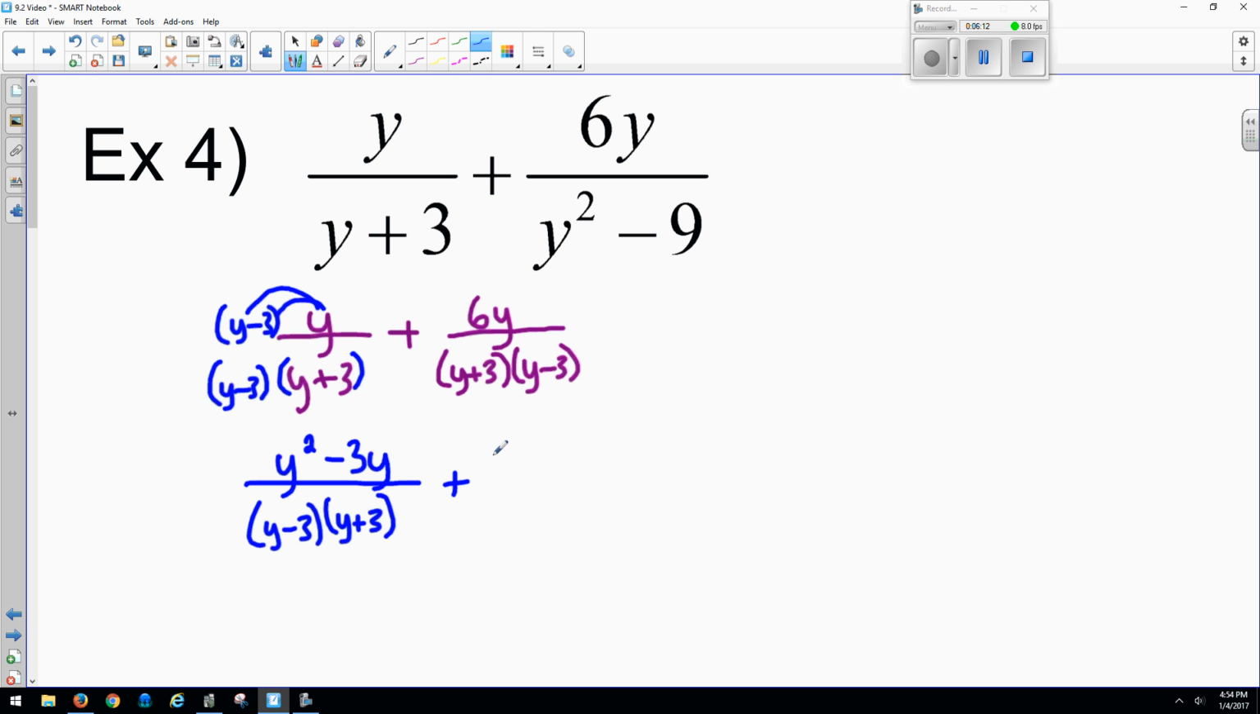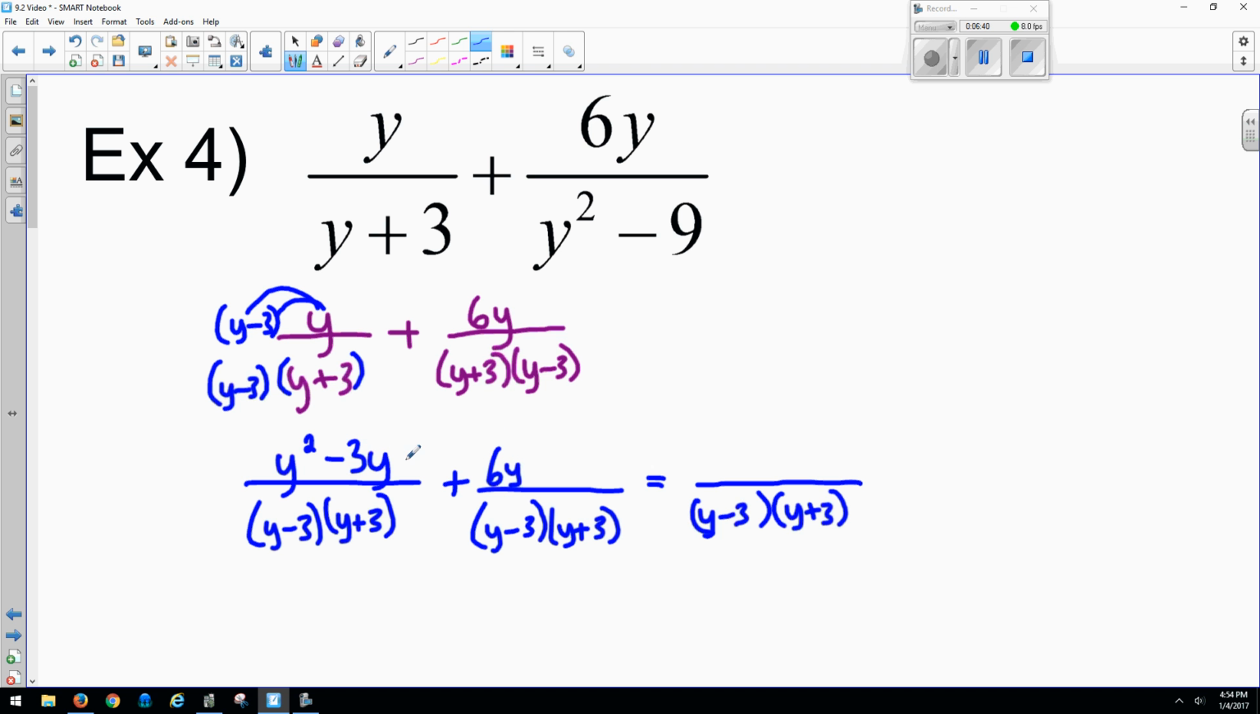And I'm just going to bring this down, the 6y. And since I have a common denominator now, I can go ahead and combine these. And again, when you combine them, you're just keeping the denominator and you're combining the numerator. So I have y squared minus 3y plus 6y. I can go ahead and combine like terms there. The negative 3y and the 6y would give me a positive 3y. So this is going to be y squared plus 3y.